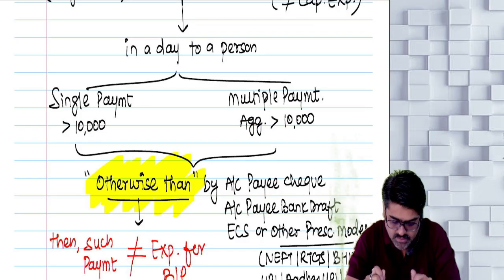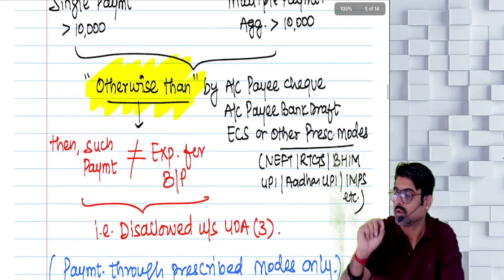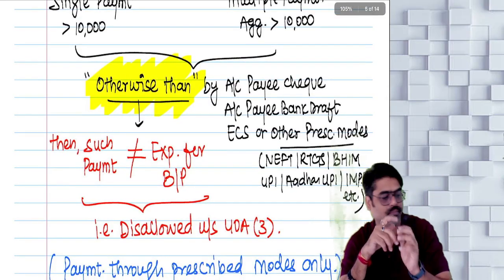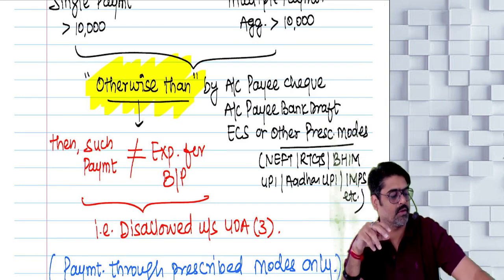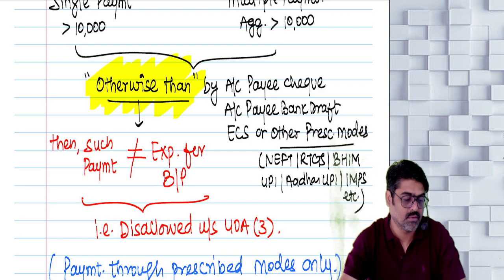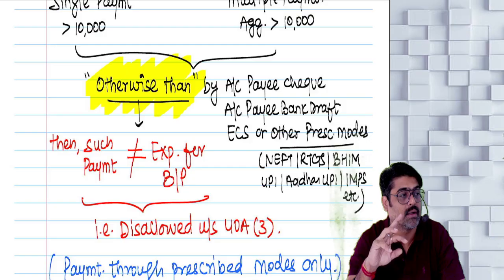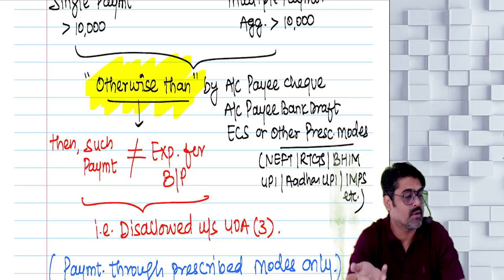Right now? Now, see this 10,000 limit which is there. This 10,000 limit is applicable for all the expenses. But this limit of 10,000 will be 35,000 in the case of payment made for transport charges.